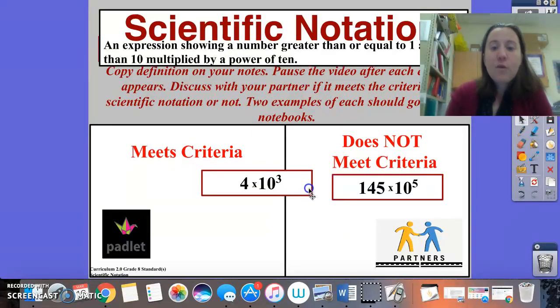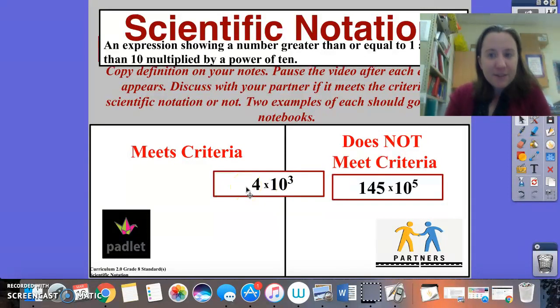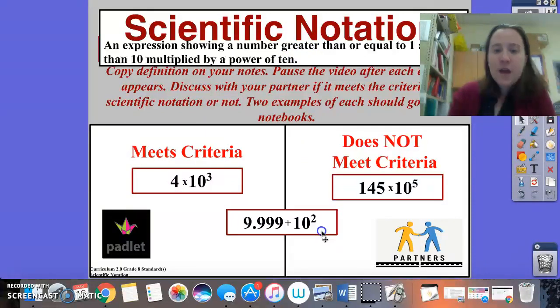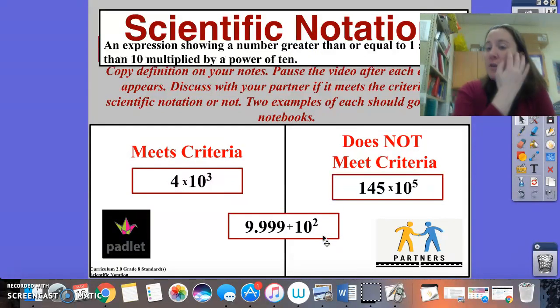The next one is 4 times 10 to the 3rd power. So again, I notice I have a power of 10. I'm multiplying, and this 4 definitely falls into that range of greater than or equal to 1 and less than 10. So this one meets criteria. Now, before I explain, I want you and your partner to talk about what is the problem with this one. I'm telling you there's a problem, so find it.